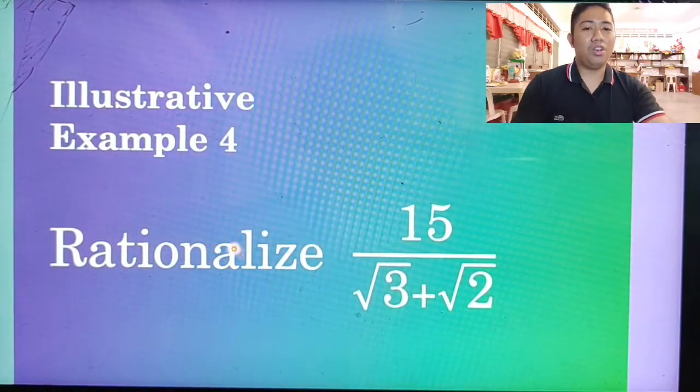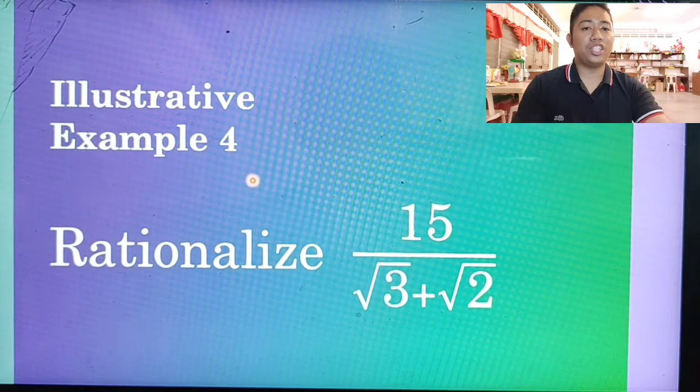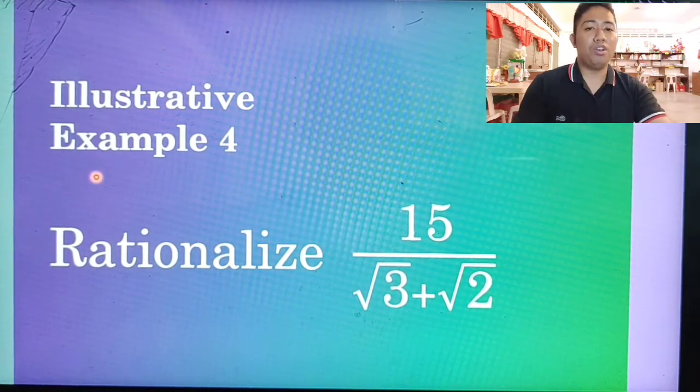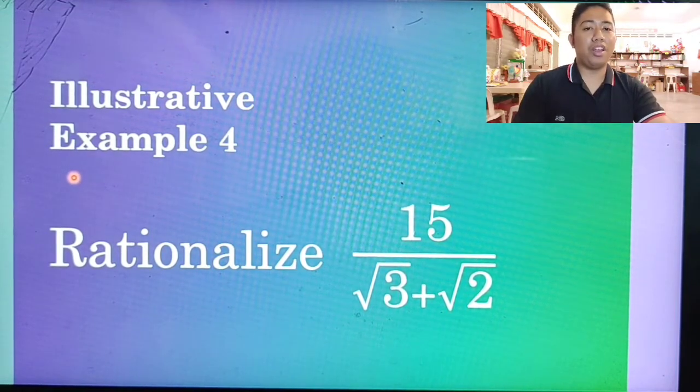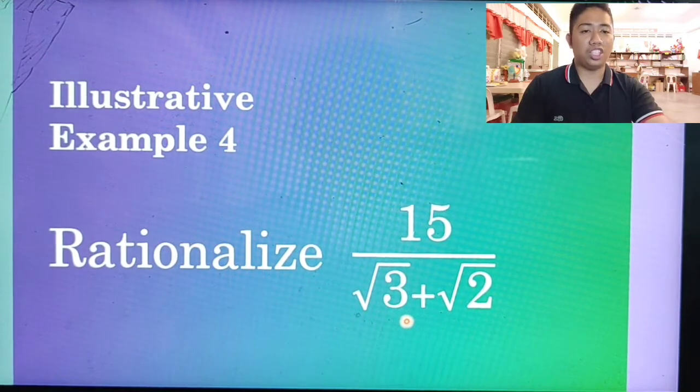So to come up with this, we apply the conjugates to rationalize the denominator. Here are some illustrative examples on how you will rationalize a given radical expression whose denominator has two terms, using the conjugate.